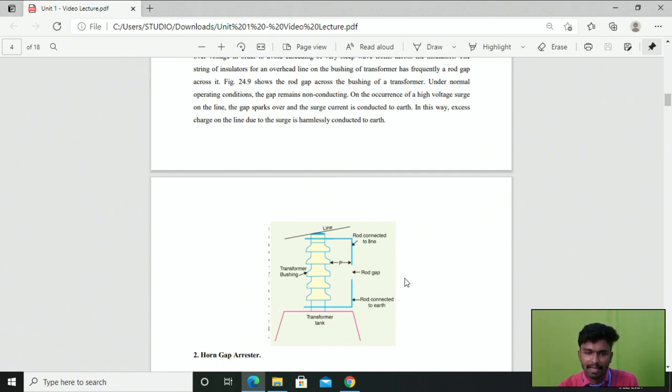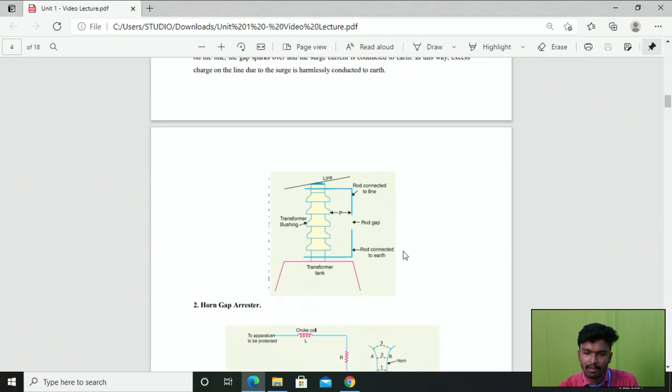Right, so in this way the excess charge on the line due to the surge is harmlessly conducted to the earth. This is the first method to provide protection to the electrical apparatus against traveling waves. Simply put, during the normal operating condition the gap remains inoperative, so it does not conduct. But on the occurrence of any fault, the extra surges start to flow through this rod, so at that time the rod starts to conduct and the spark over is created.